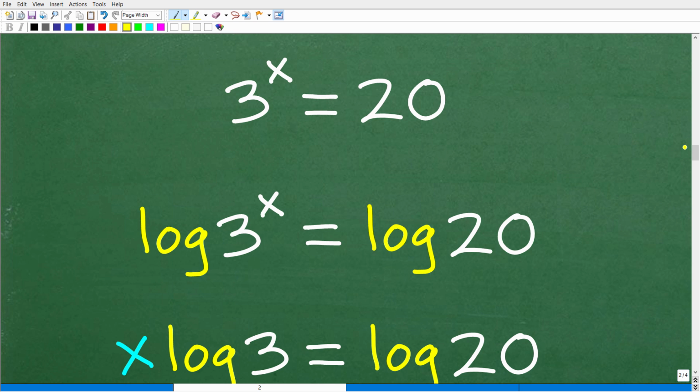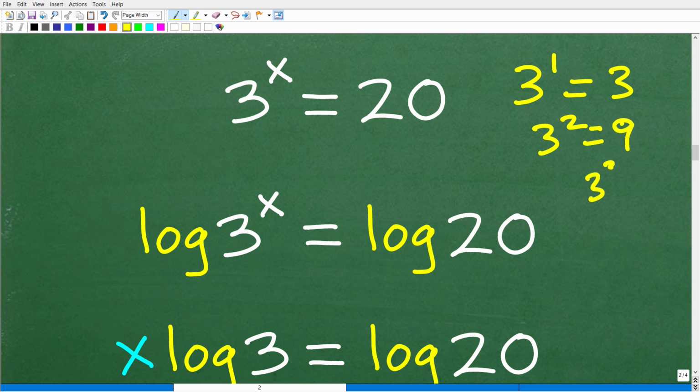Okay, here's where we first look at the problem 3 to the x. What is this equal to? We did a little experiment. 3 to the first, that's not going to work. 3 to the second, that is 9. 3 cubed, that's 27. So how can we solve for x?